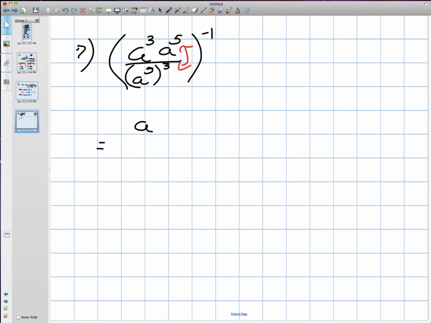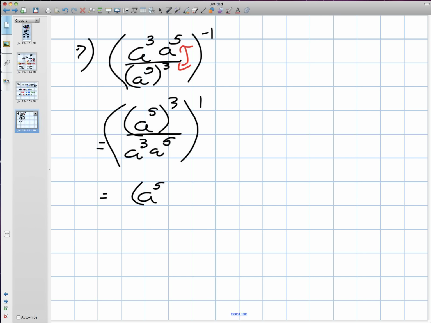So we flip this. Now we're left with a to the power of 5 to the power of 3, divided by a to the power of 3 times a to the power of 5, because we made the one on the outside a positive one. You flip the fraction. Now, is that positive one on the outside going to change anything? No, so I don't need to write it in anymore. Now we're just going to equate the top and the bottom separately.